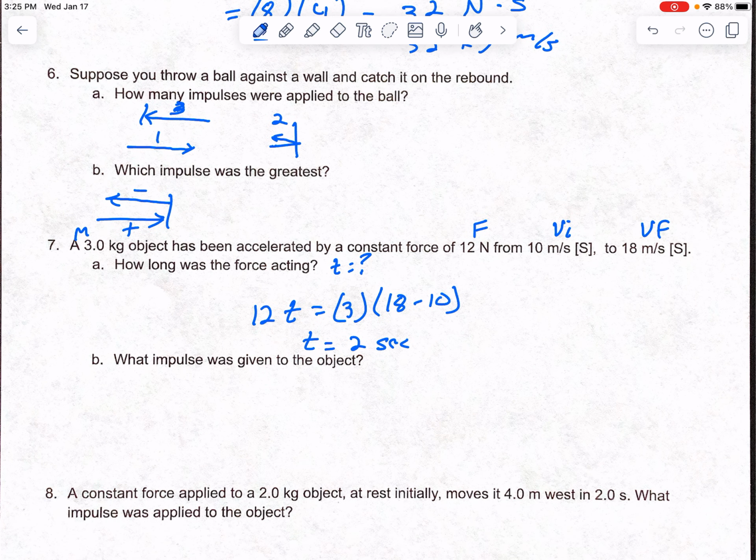Now, what impulse was given to the object? So remember, J equals F times t. So you have force now, which is 12. Time would be 2 seconds now. So that would be 24 newtons times seconds.